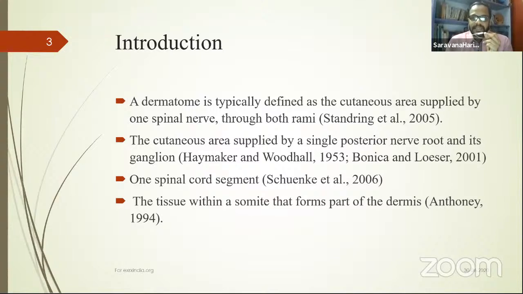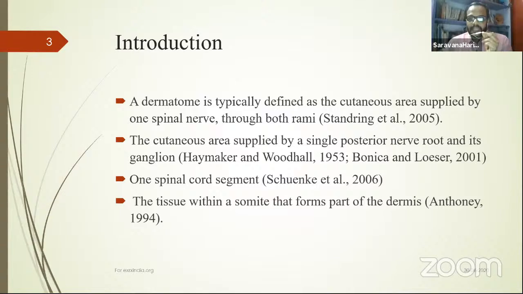A cutaneous area supplied by a single posterior nerve root. Different people have given different definitions for dermatome, so I have given the name and the year when they gave each. One way they say it's a spinal nerve, another way they say the posterior nerve root ganglion. So whatever information we get through the posterior nerve ganglion, we call it the dermatome. And they say one spinal cord segment. We have the spinal cord, and each spinal cord is divided into segments. Each segment has one dermatome. So we can say C1, T1, T2, T3. T1 has one dermatome, T2 has a dermatome. Like that they also talk about dermatome.